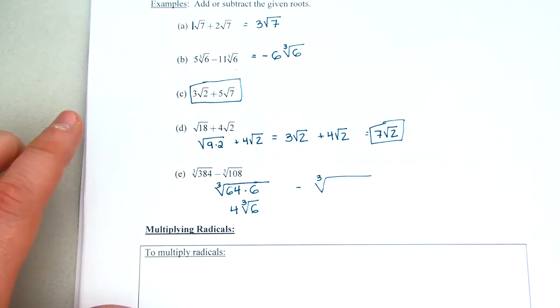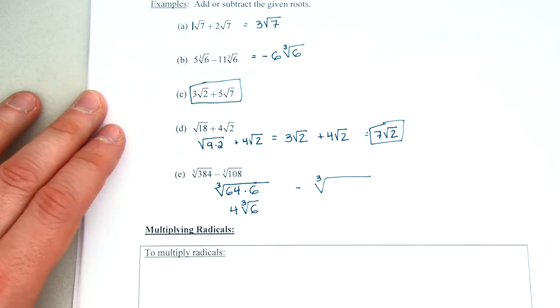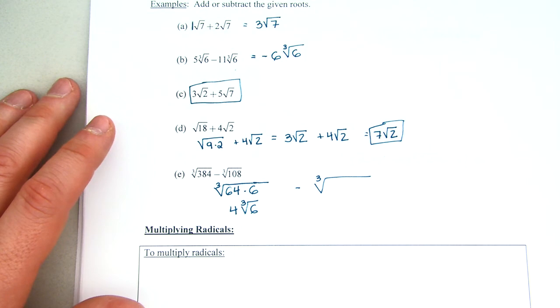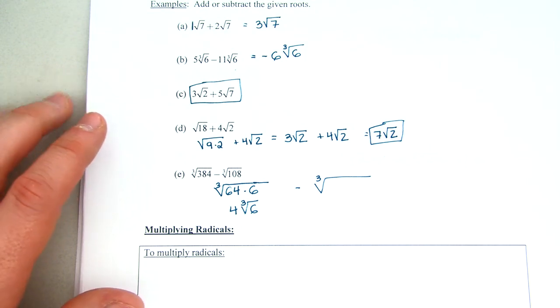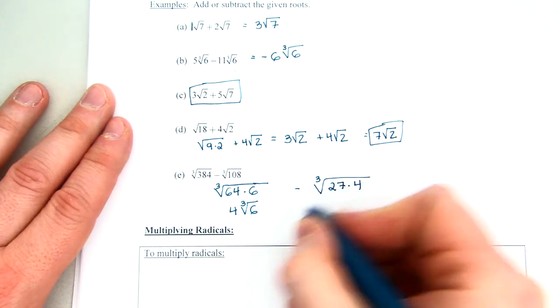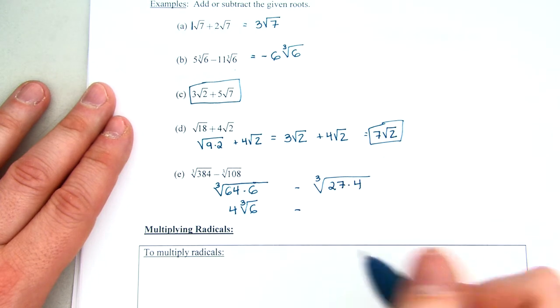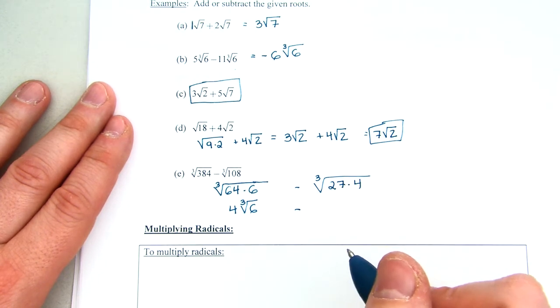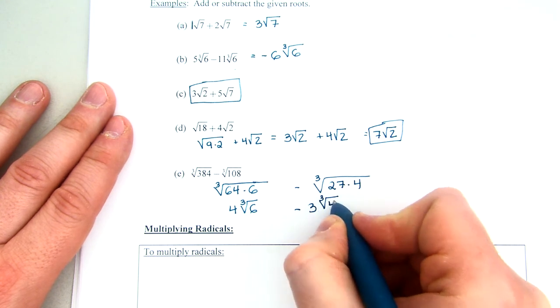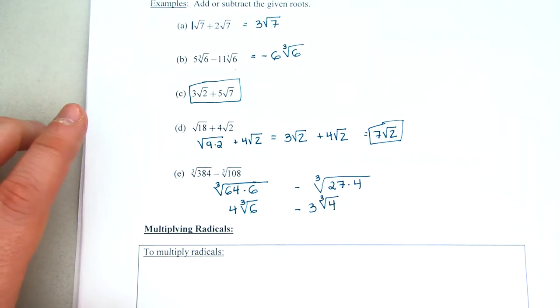Okay. Ashley, were you able to do anything with 108? I think I know why you erased it, and I think you're fine with that. PJ, what do you do? 27 and 4, does that sound familiar, Ashley? Yeah, and PJ, what does that give you? 3 times the cube root of 4, right?